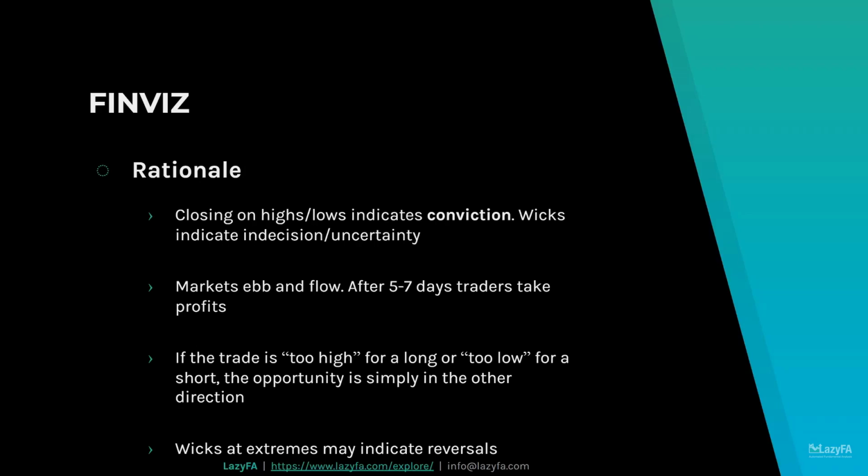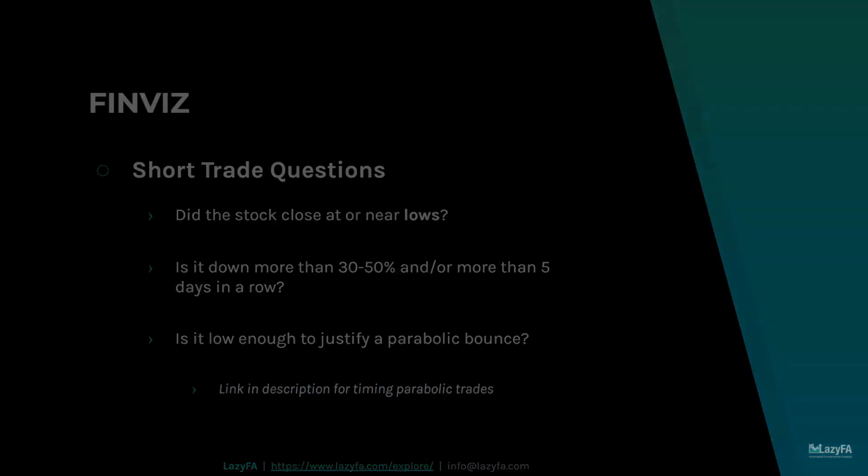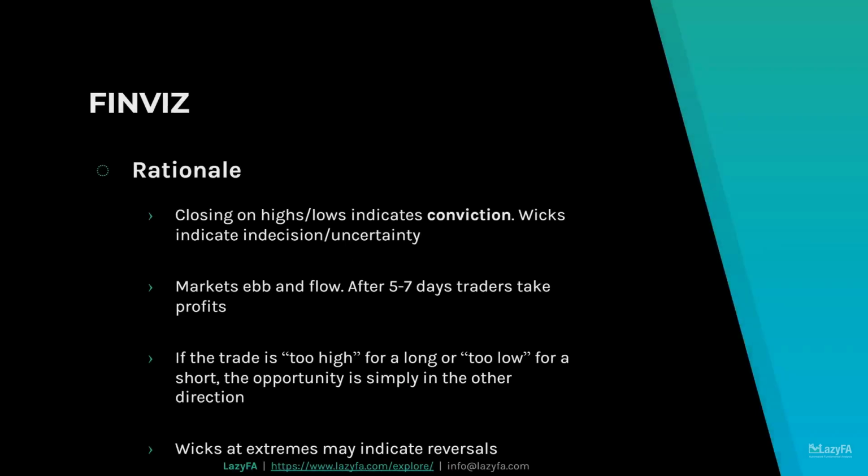And then finally, wicks at extremes. So I talked about how these wicks indicate uncertainty or indecision, but wicks at extremes, meaning if you see a stock that has fallen off the face of a cliff and it's dropped for 6, 7, 8 days in a row and it's down 50%, and then on the last day, you see that it has a big giant wick on the bottom of it, like the stock face planted in the morning and then got bought up all day long and closed either green or closed pretty close to where it opened and left that big tail on the bottom. That's a really good reversal signal.